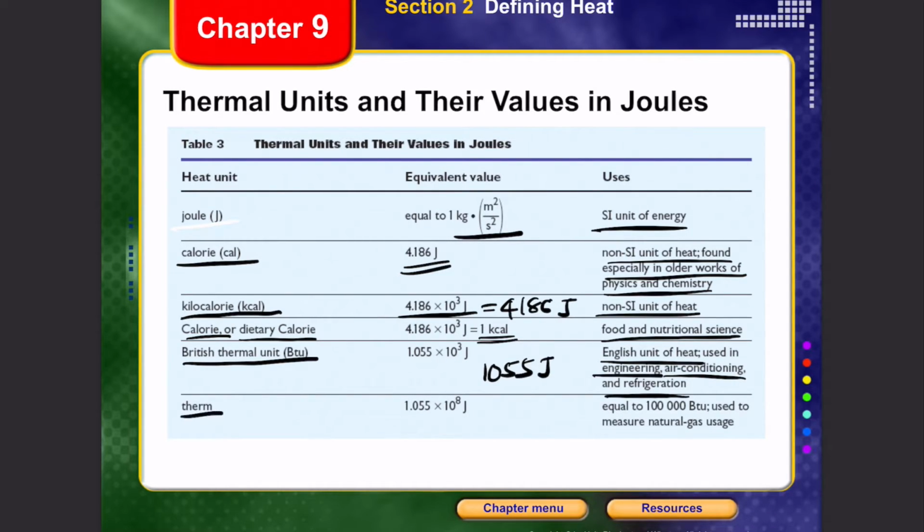You have the therm, which is about 1.055 times 10 to the power 8 joules, so about 1055 megajoules, and it equals about 100,000 BTU. It's generally used to measure natural gas usage.